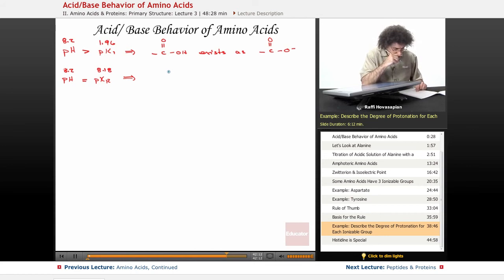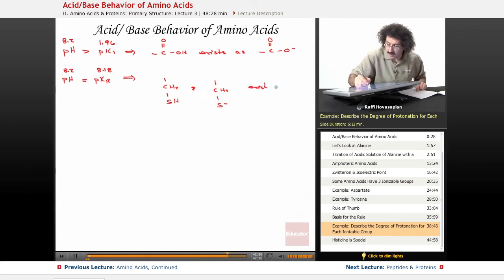I'm just going to write the group. CH2, SH, and the CH2, S minus, they exist in equal concentrations. In this case, the pH equals the pKa of the R group. When pH equals the pKa of the R group, that means the acid form, the protonated form, and the base form, the unprotonated form, exist in equal concentrations. So in this case, they're both like that. It's a little bit of this, a little bit of that, half and half. Exist in equal concentrations.